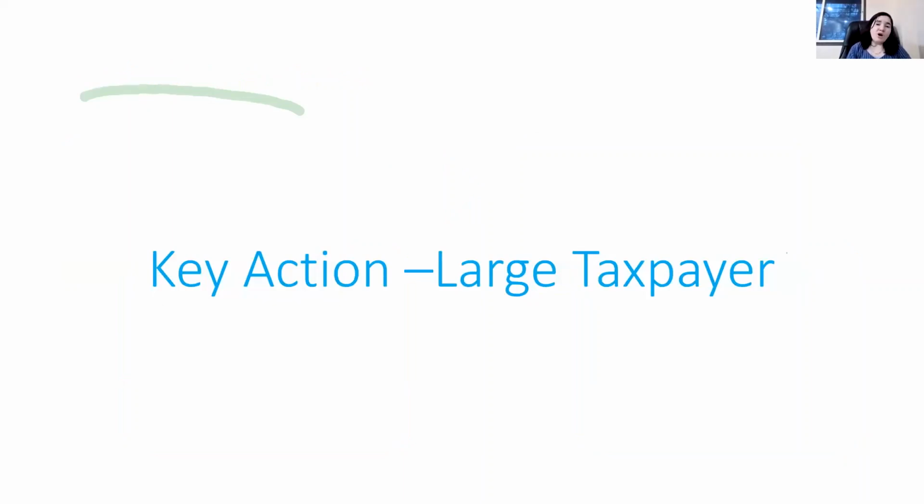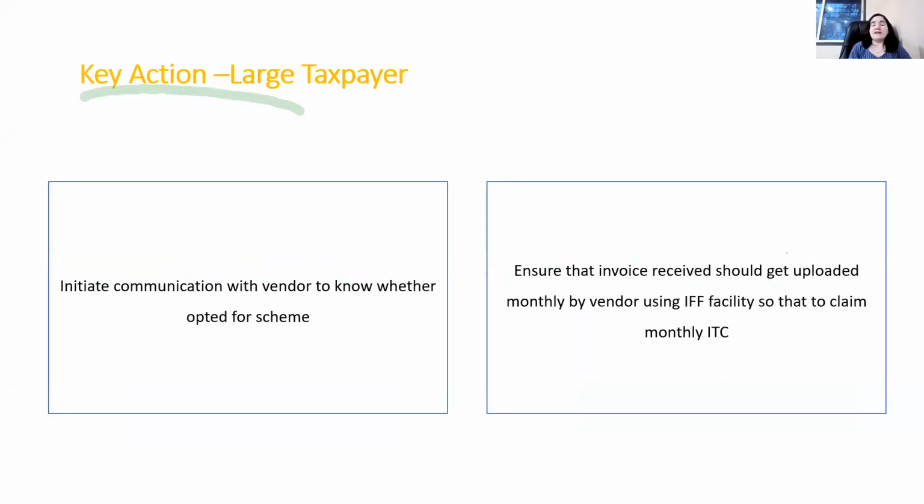We have covered all the aspects of the scheme. Now the action points, from the perspective of the large taxpayer as well as from the perspective of the taxpayer who intends to opt for the scheme. So first key action point for the large taxpayer. Who are large taxpayers? Those having a turnover above 5 crore and filing the monthly return, that is, the normal scheme is compulsory for them. They do not have any option for the quarterly scheme.